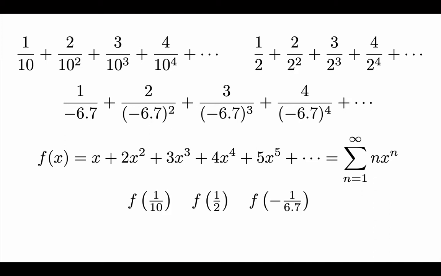We want to know the values of f of 1/10. That would be the first sum that we wanted. F of 1/2. We think f of 1/2 is equal to 2. We're not sure. We're going to see if that's true or not. The last one we would do would be f of negative 1 over 6.7. Let's see if we can figure out what these are going to be. Like I said, we don't know what f of 1/2 is, but we think it is equal to 2.